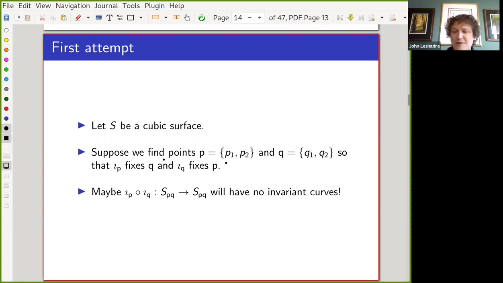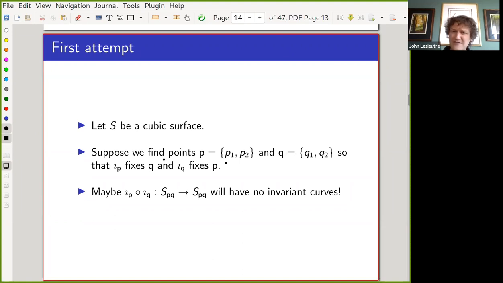So if I could come up with a cubic surface and 4 points on a cubic surface with these properties, what would it buy me? Well, now I would be able to blow up all 4 points together. So now I'd have a cubic blown up at 4 points. I'd have 2 different involutions on the cubic blown up at 4 points. And there's no obvious reason why that would have an invariant curve. It's a composition of two maps. There's no obvious invariant curves common to both of them. So you'd think that this should solve our problem. I was hoping it would solve our problem. So let's give it a try. Any questions on this strategy?